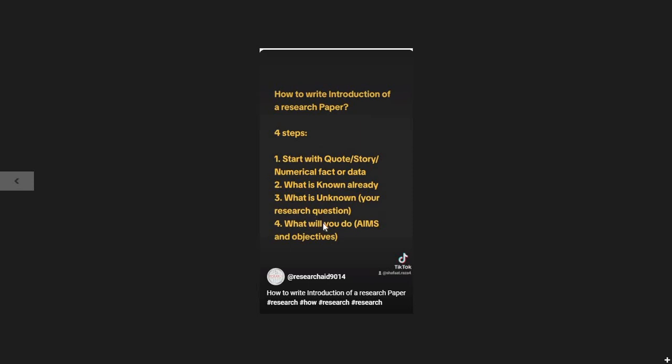And the third is... this was the third, sorry. And the fourth step is what will you do, that is the aims and objectives of your study. In the fourth step, at the end of the introduction, you will write your aims and objectives and what you wish to achieve in this particular paper for answering that research question.